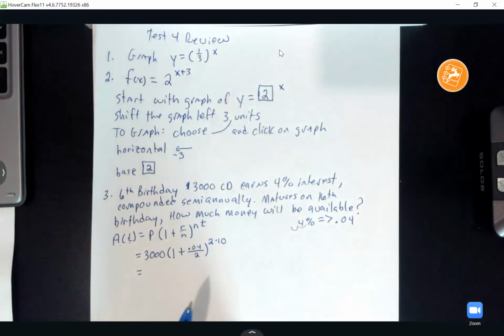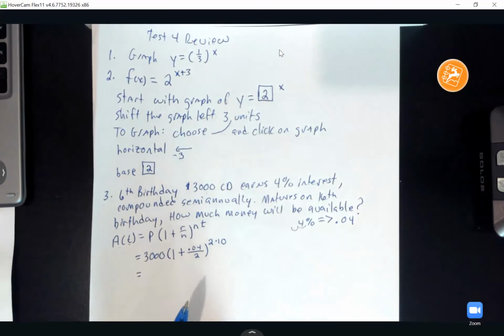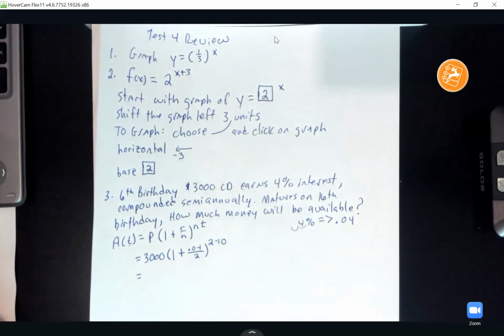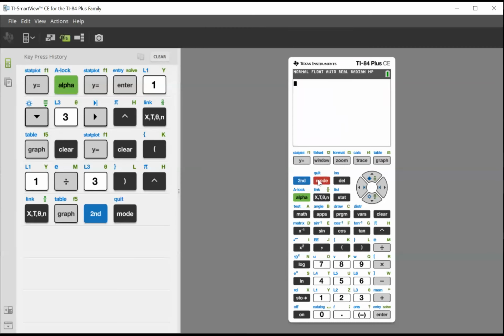And y'all, at this point, I'm going to plug this into my calculator, and they want me to round this to 2 decimal places. So let's go throw that in on our calculator and see what we get. So let me quit that screen. So we had 3,000.